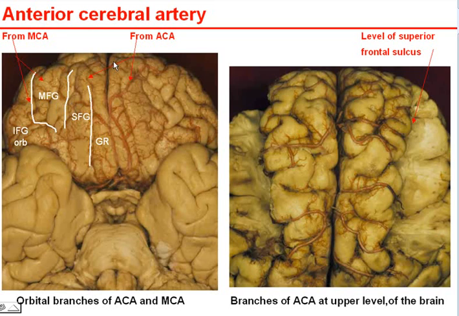On the top of the brain, you can see the brain is cut at the superior frontal sulcus. The anterior cerebral artery runs within the interhemispheric fissure and then comes out, follows the superior surface of the brain, and then enters into the superior frontal sulcus. So that's the border. Superior frontal sulcus is the borderline of the anterior cerebral artery territory.